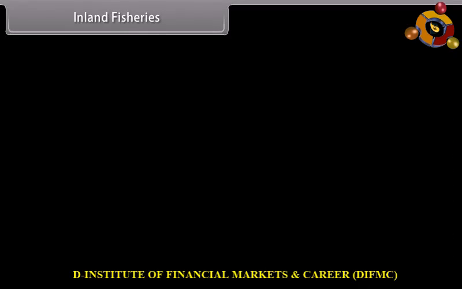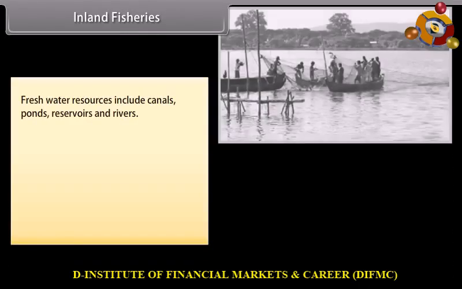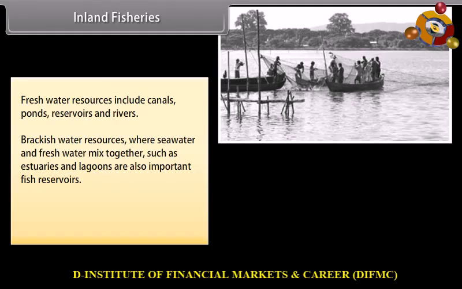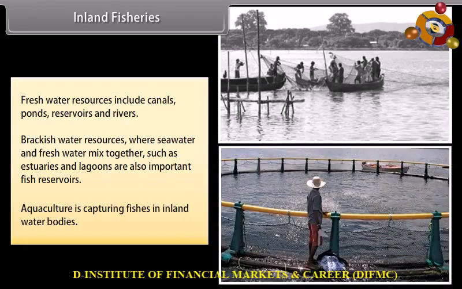Inland fisheries. Fresh water resources include canals, ponds, reservoirs, and rivers. Brackish water resources, where seawater and fresh water mix together, such as estuaries and lagoons, are also important fish reservoirs. Aquaculture is capturing fishes in inland water bodies.